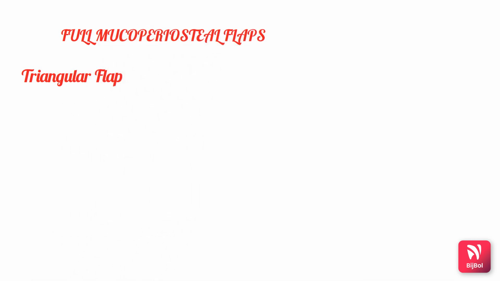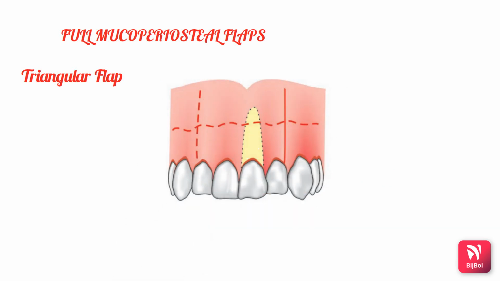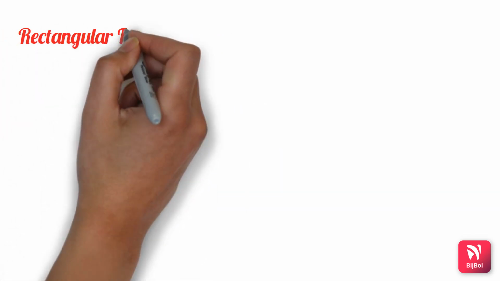Coming to the triangular flap, according to Fisher, it is a full thickness flap mostly used in endodontic surgeries. It is usually given in the case of maxillary incisors and maxillary and mandibular posteriors, and it is the only recommended flap design for the posterior mandible region. It is not indicated in the canine region because of its long teeth. The advantages are rapid wound healing and ease of wound closure, but it has limited surgical access.